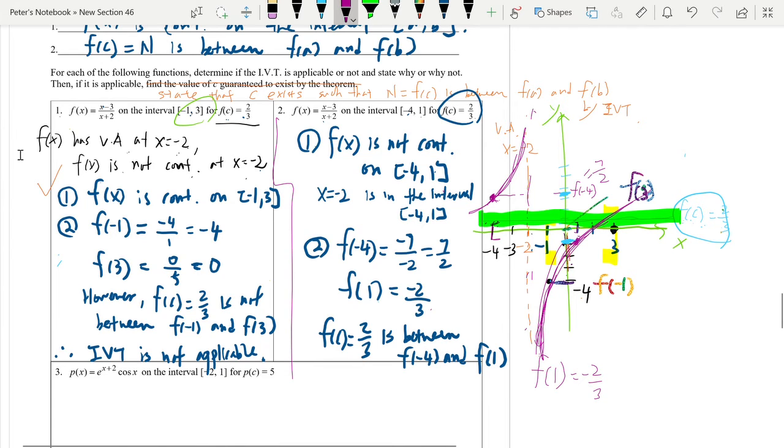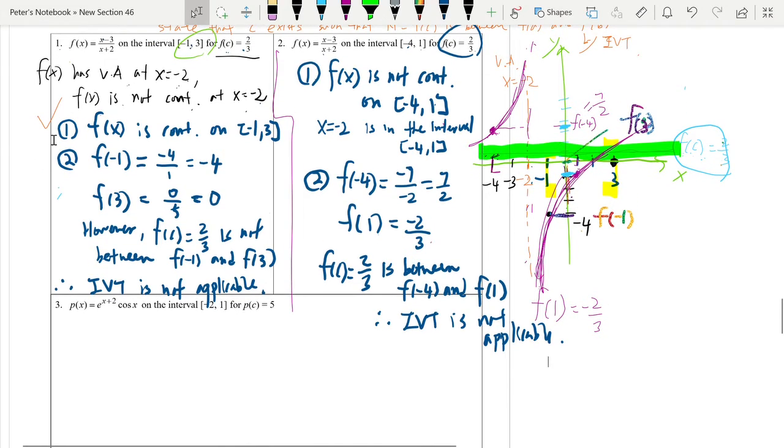But yeah. So what do you say in this case? You say, well, IVT is not applicable. And maybe a little bit more specific, you can say that here it is not applicable because it doesn't satisfy the second condition, right? And then in this case, it satisfies the second condition, but it doesn't satisfy the first condition. So both of them fail, but for different reasons.